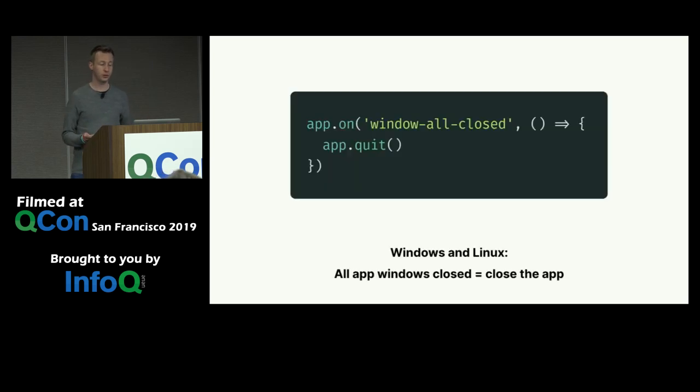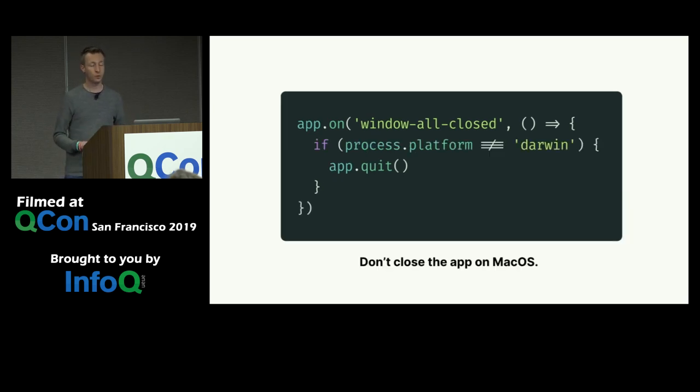So on Windows and Linux, everything's fairly easy. If your window is closed, or if all your browser windows are closed, the app will receive this event called window-all-closed, and you can safely quit the app, and you're done. We want to prevent that from happening on Mac. So what we do here is we check the platform, and if it's darwin, which is the platform name for macOS, we prevent it from quitting. But that only brings us halfway there, because while the app hasn't quit, clicking the dock icon doesn't do anything. So it's not that useful.